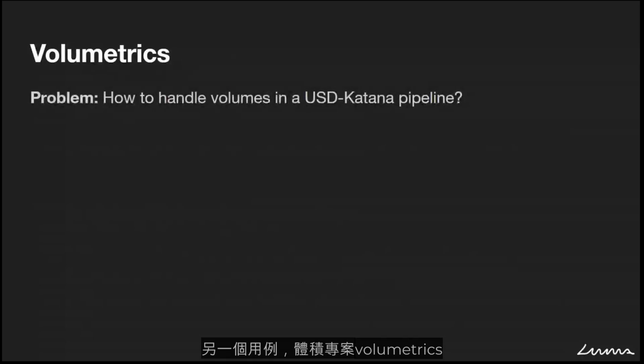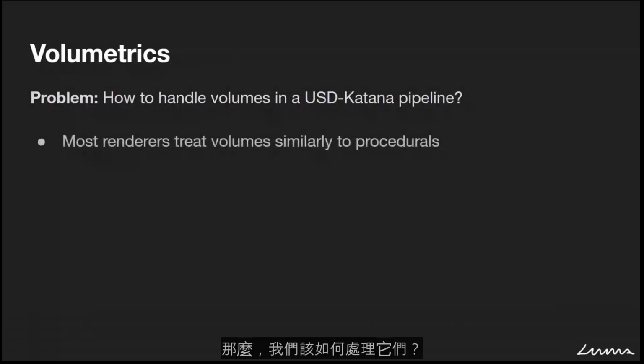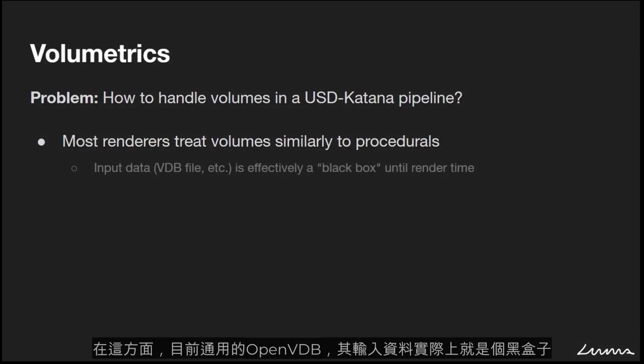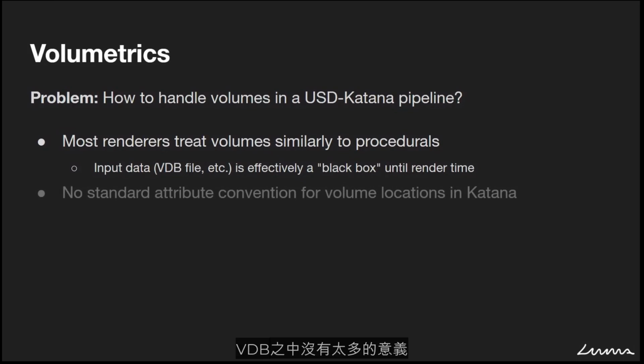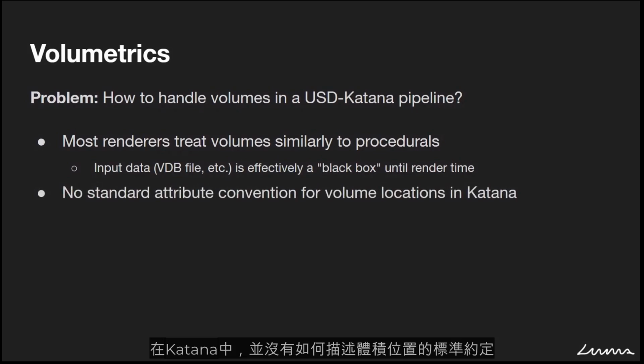Another use case, volumetrics. So basically, how do we handle them? Most renderers treat volumetrics a lot like procedurals, in that the input data, which is typically OpenVDB these days, is effectively a black box. It's not really meaningful to any application, and I'm obviously excluding Houdini here because Houdini is editing VDB data. But in terms of applications which are simply consuming it or passing it along, VDB doesn't really mean much. There's also an issue, which is that there's no standard convention for how to describe a volume location in Katana.